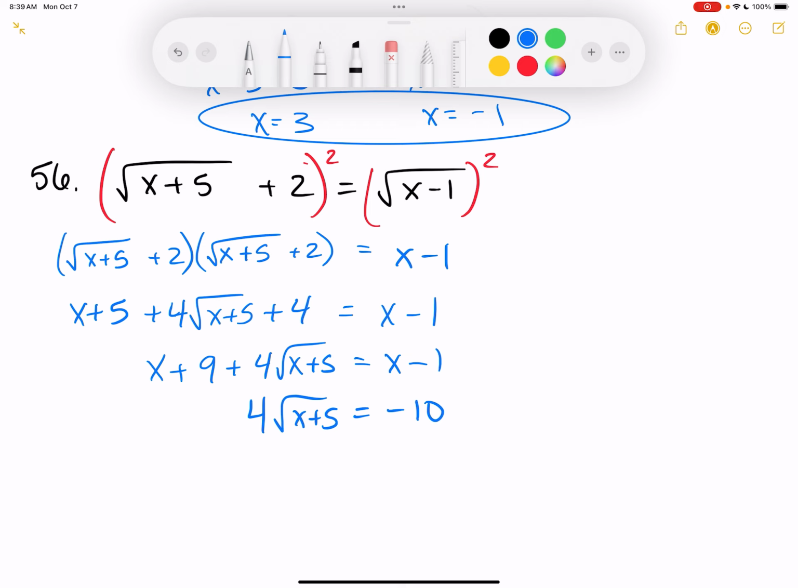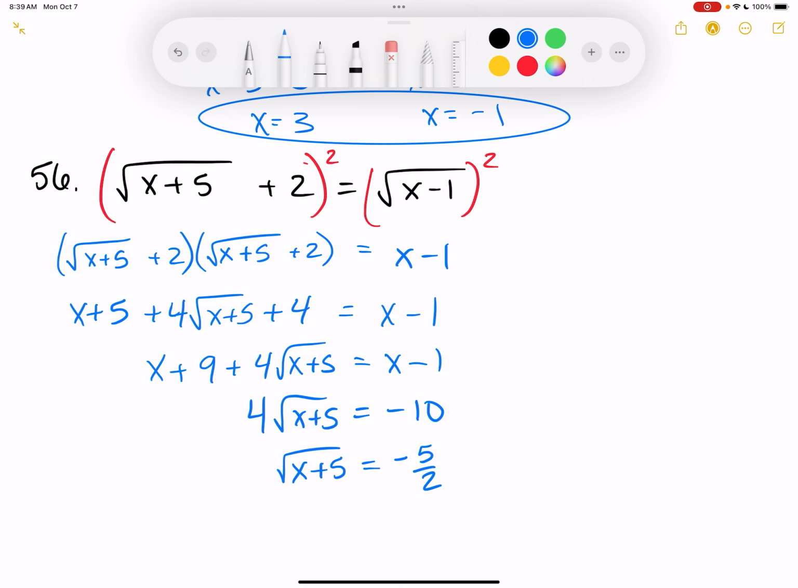I'm going to go ahead and divide by 4 because I need that radical by itself. So the square root of x plus 5 is equal to negative 10 over 4, which would reduce to what? Negative 5 over 2. Yep, negative 5 over 2.